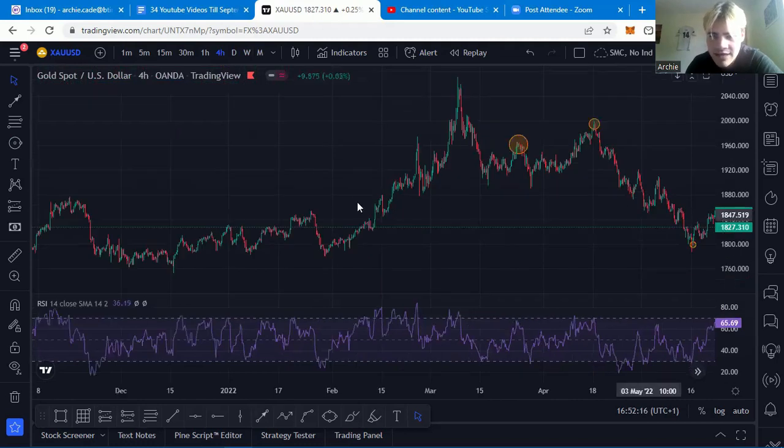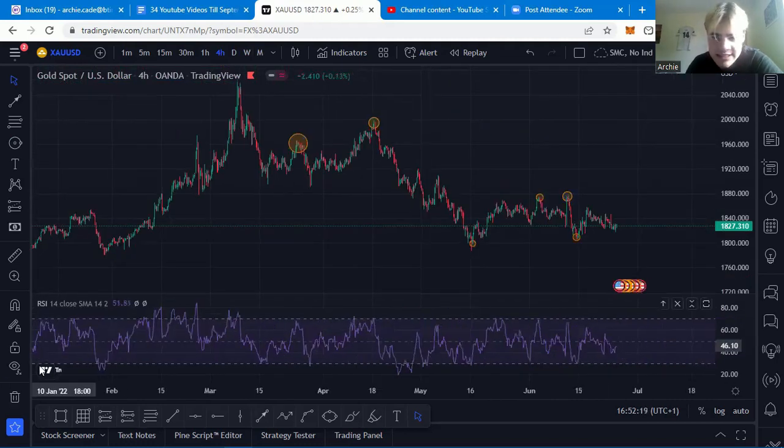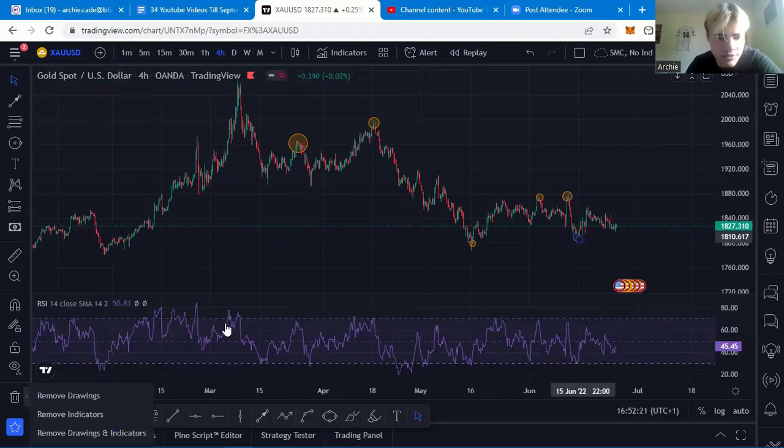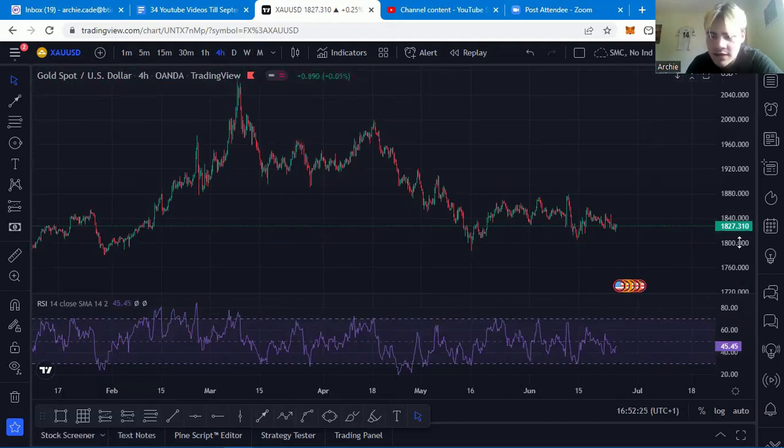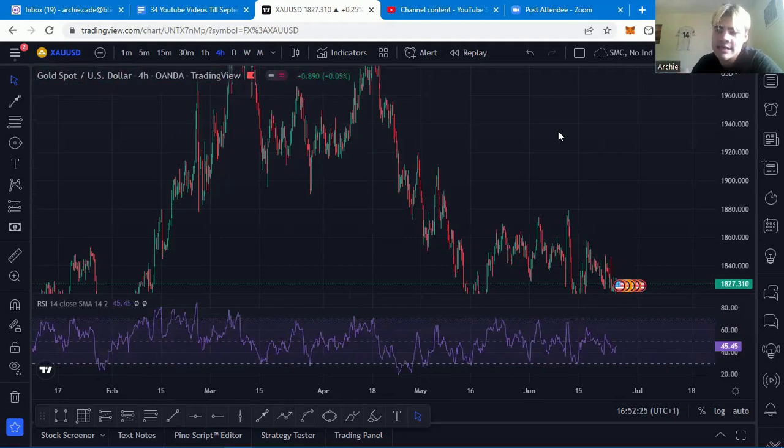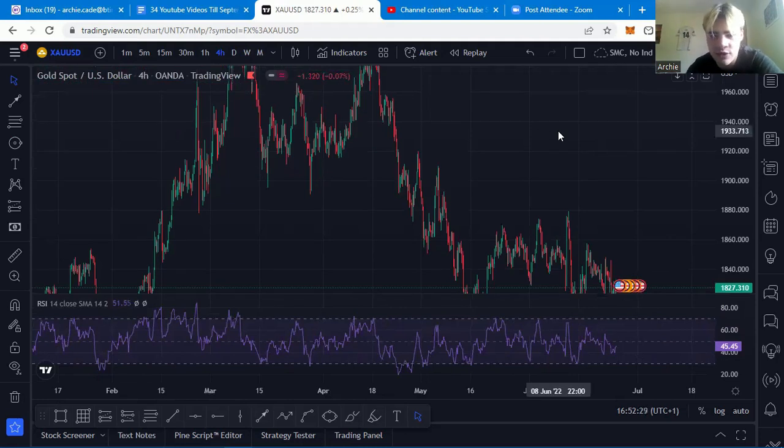Now let me break down some of the other confluences that I like to use on gold. Let me delete all of those little circles that I've put in place. And now let me go on to the next factor. The next factor that I like to use and incorporate into my gold trading strategy are things called imbalances.